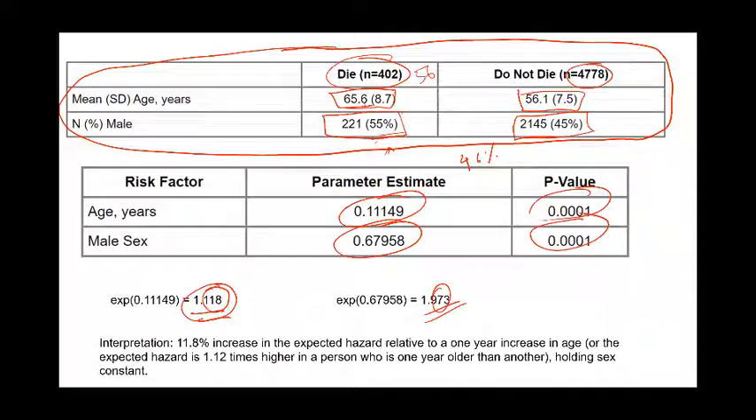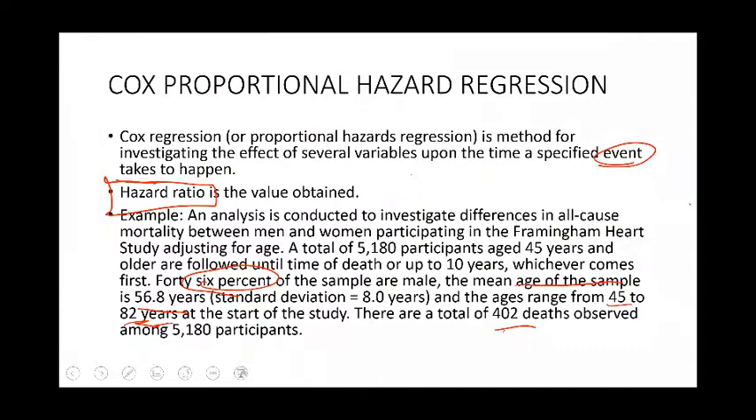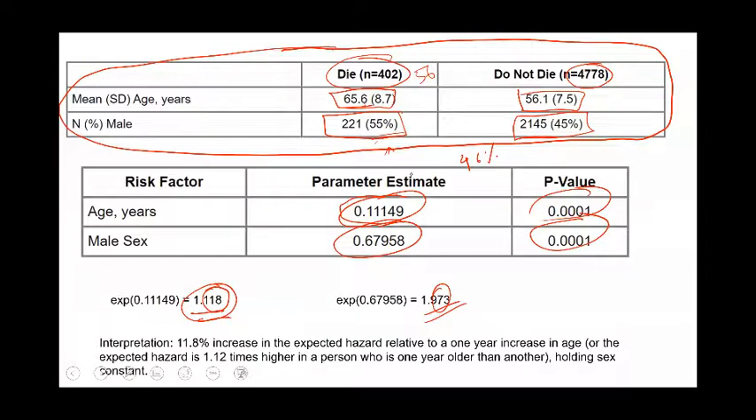So now there is a mathematical formula which gives this estimate. We get this value after the Cox proportional hazard regression formula is used. We get a value of 0.111 for age, and for male sex it is 0.67. So again, here we see that male sex influences death much more than age in this particular study.